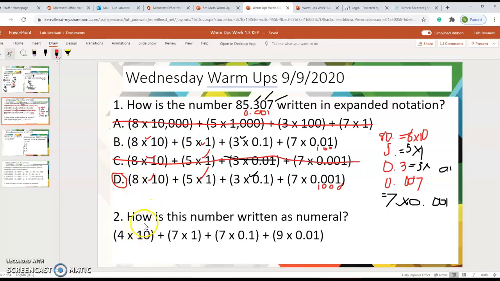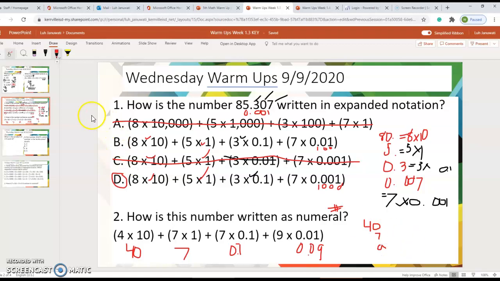Let's look at this problem. How is this number written as numerals? Remember, numerals mean numbers. Okay, so this is 40 plus 7 plus 0.7 plus 0.09. So you write it, stack them up, always stack them up. If you don't stack them up, I'm going to count them wrong.